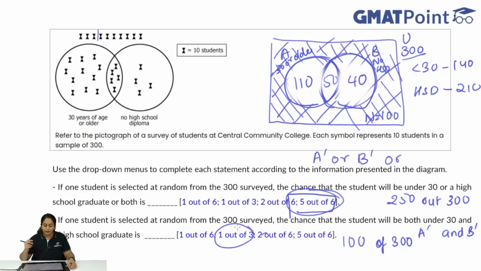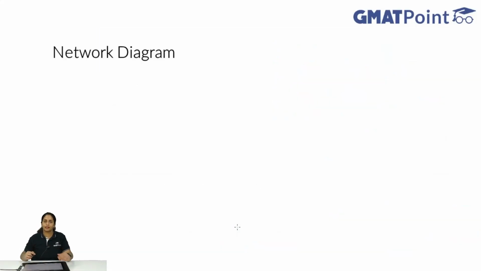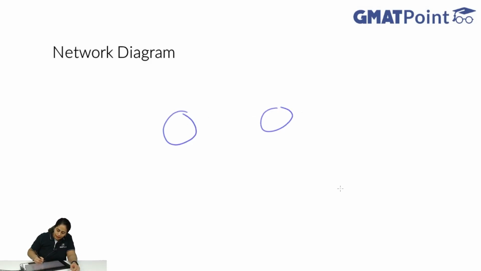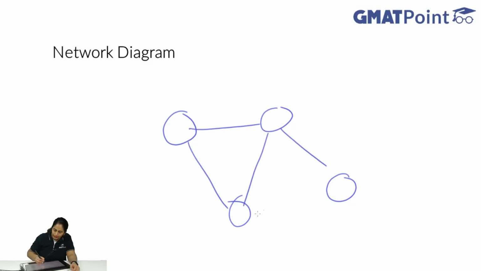Now let's take a look at the next type of quantitative diagrams that come, which are network diagrams. Network diagrams are basically a visual representation of a network. What is a network? A network is basically a connection of nodes. So when you have nodes connected by links or roads or say wires, that is essentially a network diagram. Suppose you have 4 nodes A, B, C, D, and each of these links represents a wire.